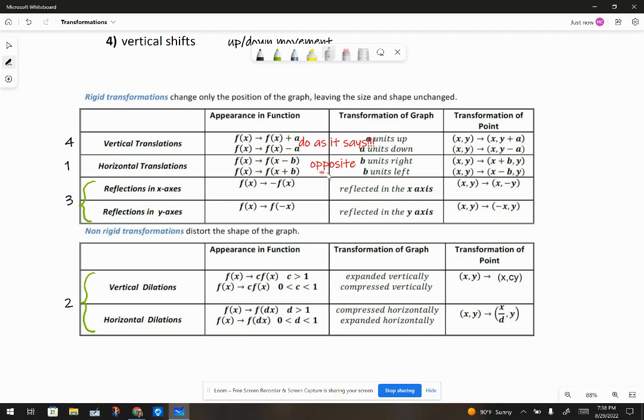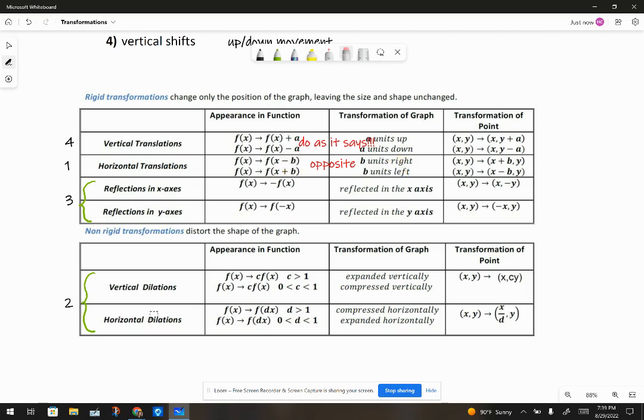So key thing to remember, please write this down if it's not on your paper, that horizontal translations has you do the opposite. So always do the opposite, highlighting here. Plus B meant go right. Minus B, let me say it again, says to go right. Plus B says to go left. Do the opposite, okay? All right, next we are going to do step number 2.